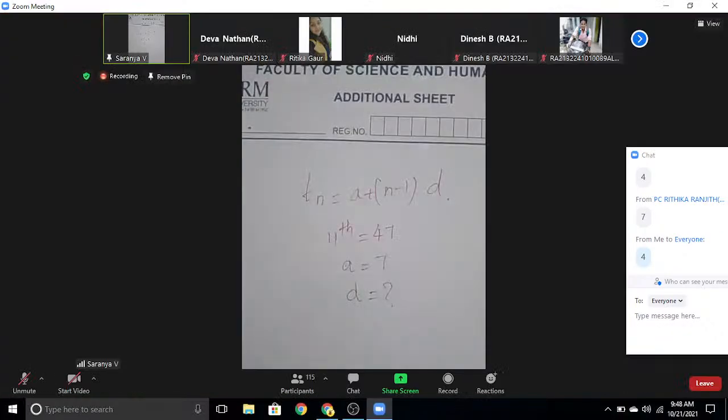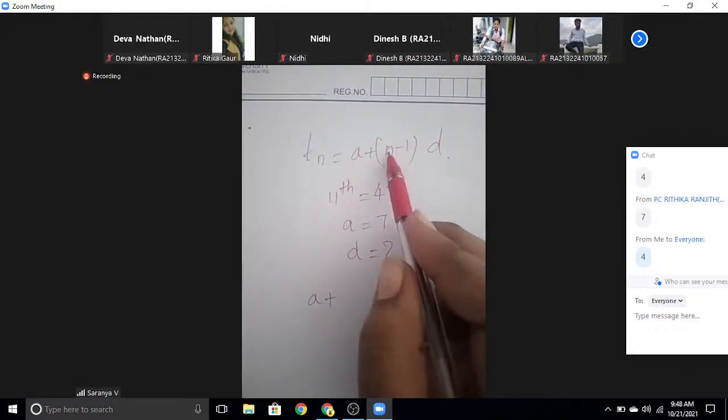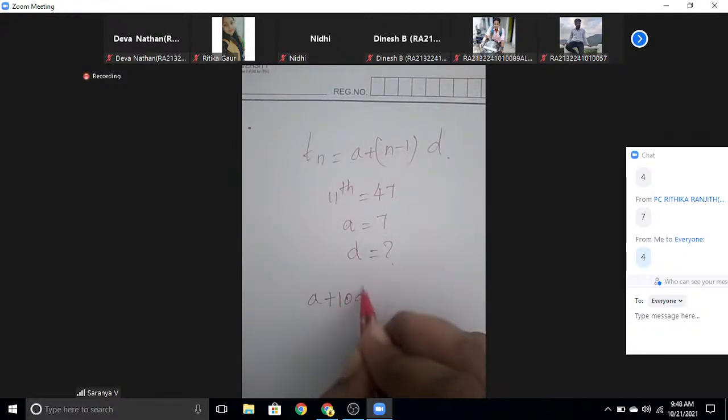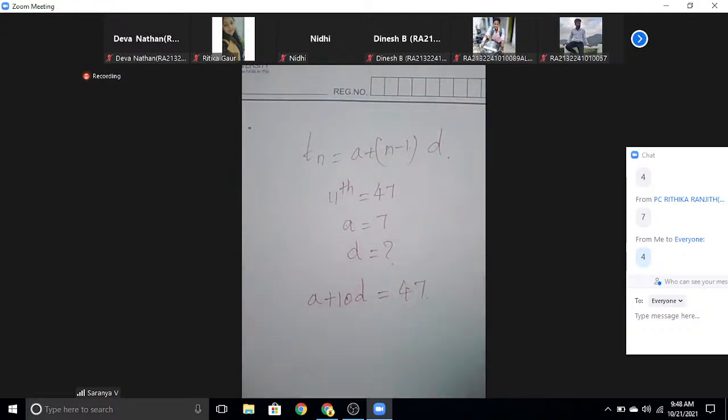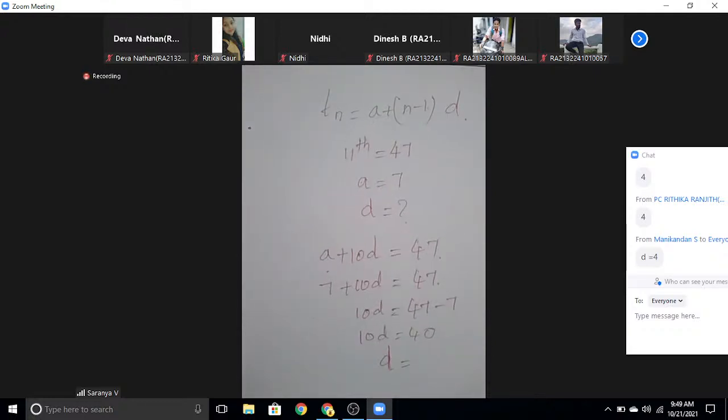Okay. So 11th term, which means what? a plus n minus 1, 11 minus 1, 10d equal to 47. And a we know that is 7, plus 10d equal to 47. And 10d equal to 47 minus 7. I think after that you can find. So 10d equal to 40. What is your common difference? d is nothing but the common difference. Yes, find it.